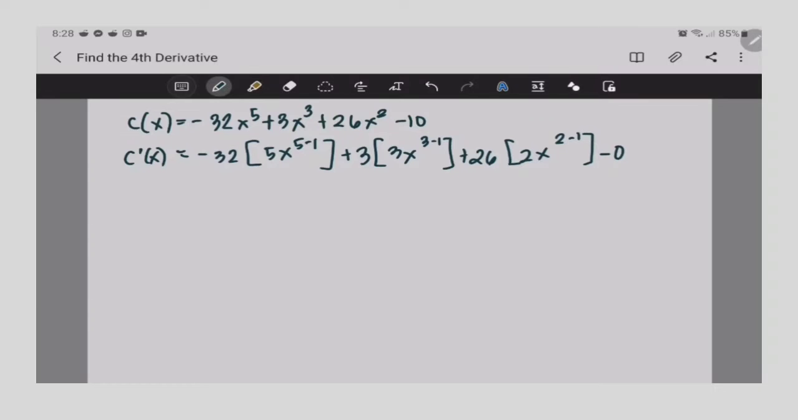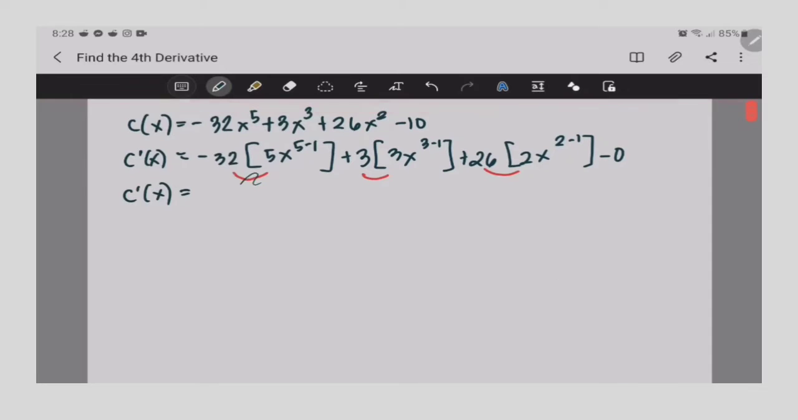So next step will be to multiply this. So we have first the first derivative of c of x, this to this, to this, to this. So we will get negative 160 x, 5 minus 1 is 4, so negative 160 x raised to the power of 4 plus next is 3 times 3 is equal to 9. Copy the x, then 3 minus 1 is 2, so we have 9x squared plus 26 times 2 is equal to 52. Copy the x. So next is the second derivative.